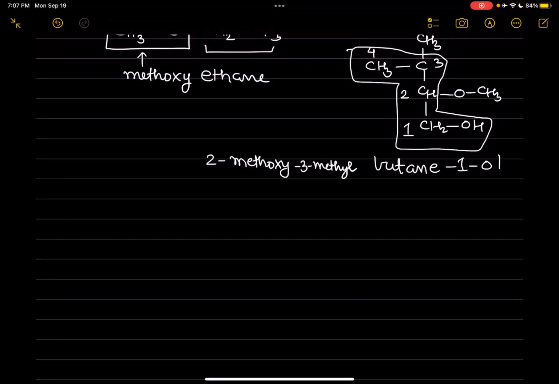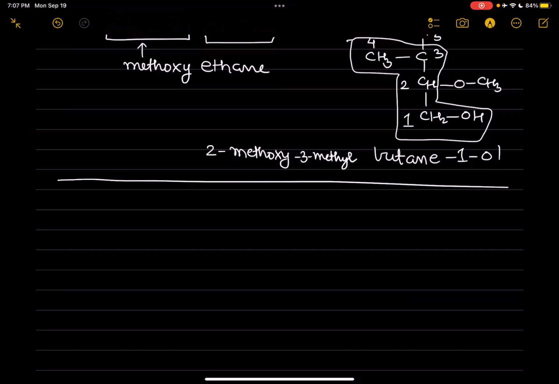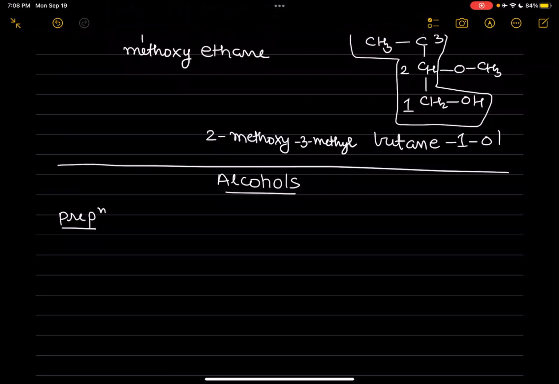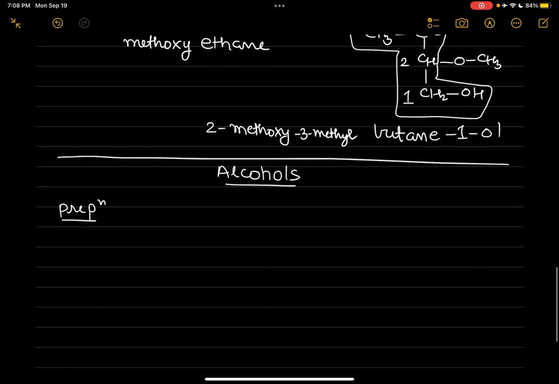Okay, clear? So now let's move to the methods of preparation. How can we prepare alcohols? What's the common way of preparing alcohols? Yeah, Anushka. Through alkyl halides. Yes, through alkyl halides, but we can proceed systematically. Alkanes are almost non-reactive, so we can't get alcohol directly. So let's start from alkenes.